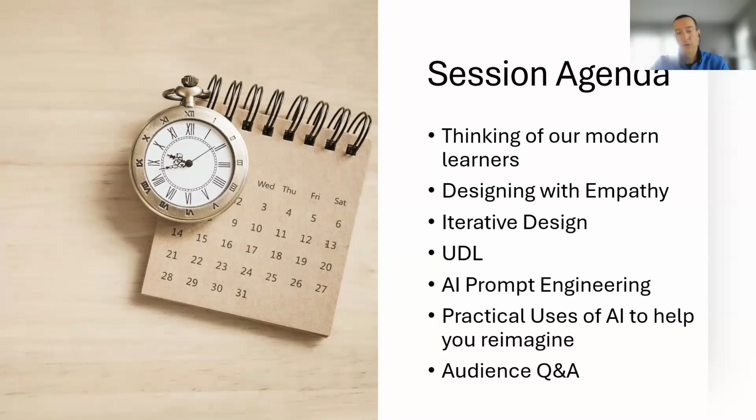So as we go, we're going to talk about thinking of our modern learners and what those modern learners are and what they need, how we can think about designing with empathy as we work through this process of iterative design and what that means. We'll touch on universal design for learning and some key components of that to help us get into using AI. And we'll talk a little bit about prompt engineering and some tips there for how to use this and also what we can use it for. What are some practical uses of AI to help us reimagine our courses? And I think all of these flow into that.